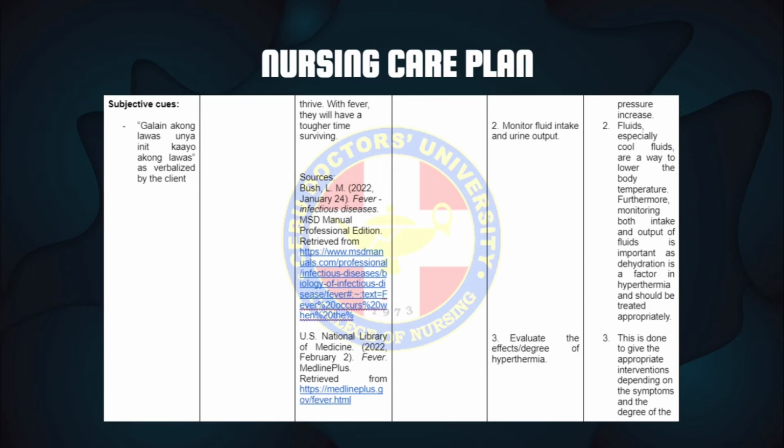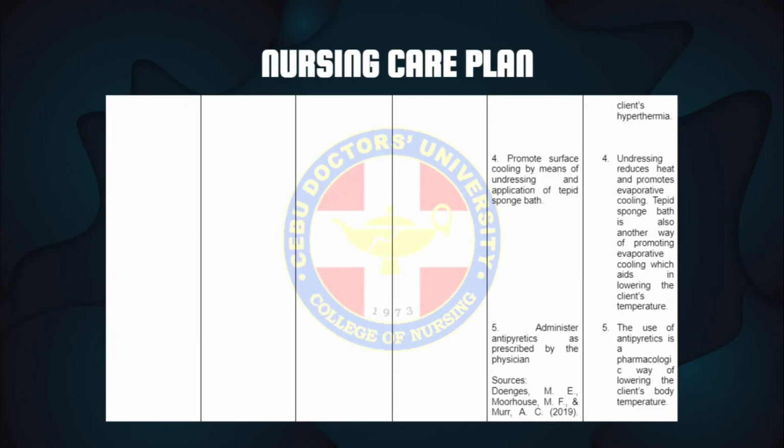Third, evaluate the effects or degree of hyperthermia. This is done to give the appropriate interventions, depending on the symptoms of the degree of the client's hyperthermia. Fourth, promote surface cooling by means of undressing and application of tepid sponge bath. Undressing reduces heat and promotes evaporative cooling. Tepid sponge bath is also another way of promoting evaporative cooling, which aids in lowering the client's temperature.